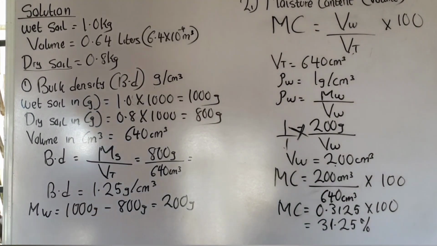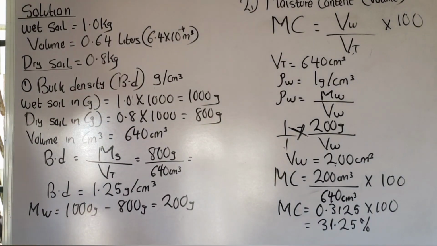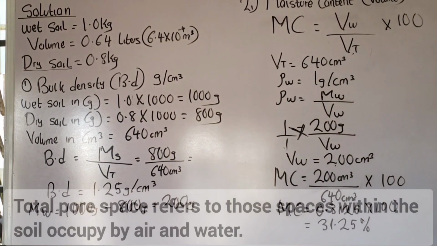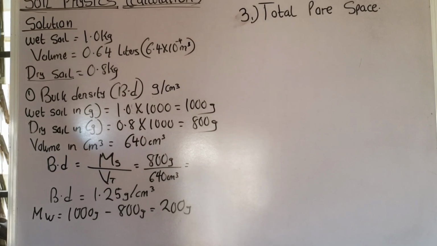Okay? So now, having gotten the moisture content on volume basis, let us calculate the total pore space. Before that, what do we mean by total pore space? Total pore space is the space in the soil that is occupied by water and air. Total pore space refers to that space in the soil that is occupied by water and air. I'm going to explain. Now, how do we calculate the total pore space?